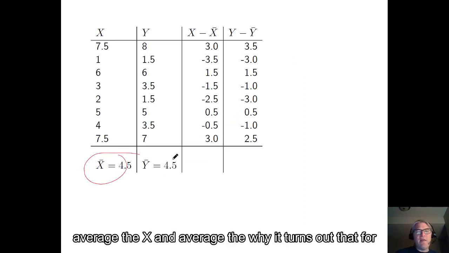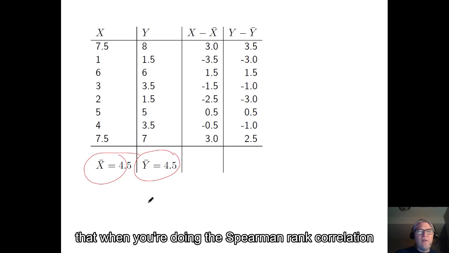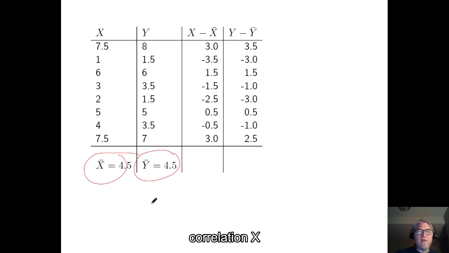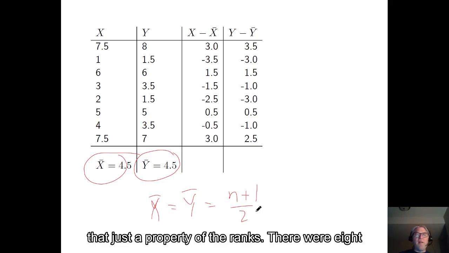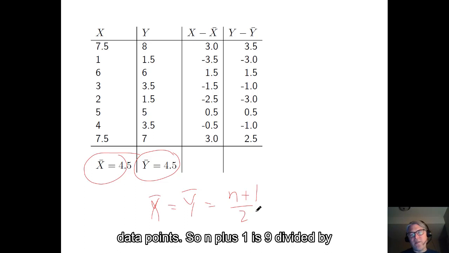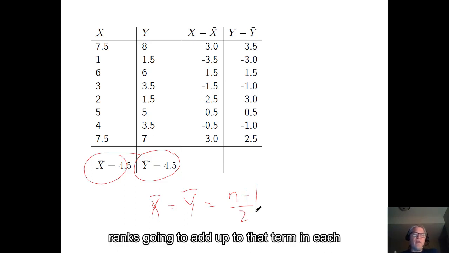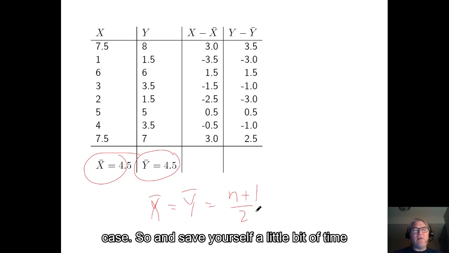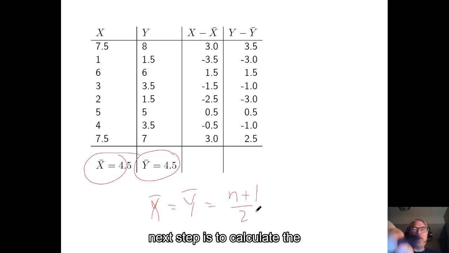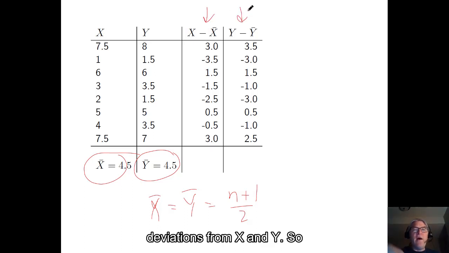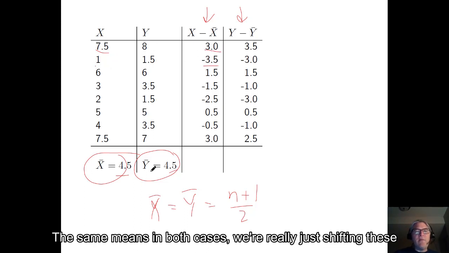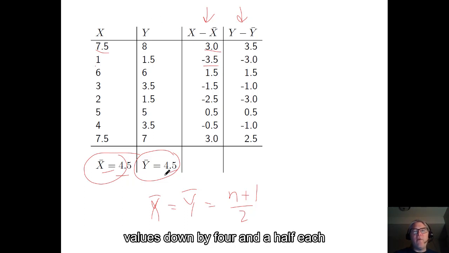Well, first step is to average the x and average the y. It turns out that when you're doing the Spearman rank correlation, x bar equals y bar, and it equals n plus 1 divided by 2. That's just a property of the ranks. There were 8 data points, so n plus 1 is 9, divided by 2 is 4.5, and those sums of ranks are going to add up to that term in each case. So you can save yourself a little bit of time that way. The next step is to calculate the deviations from x and y. So 7.5 minus 4.5 gives us 3. 1 minus 4.5 gives us minus 3.5. Since there's the same means in both cases, we're really just shifting these values down by 4.5 in each case.